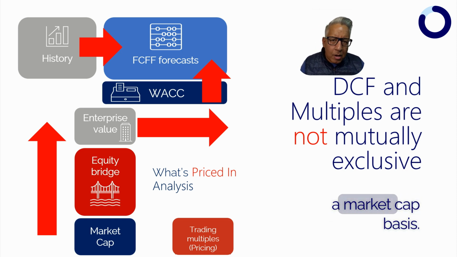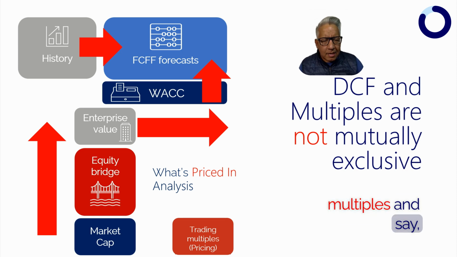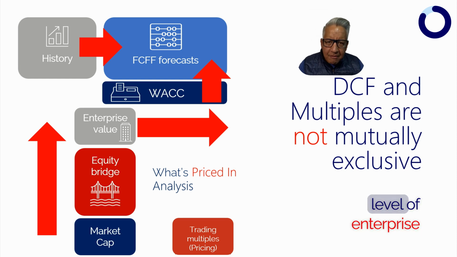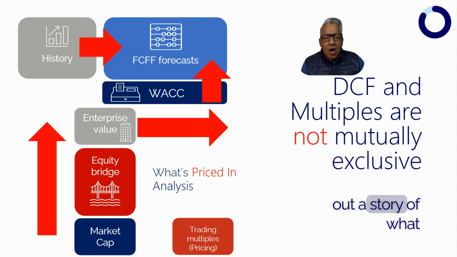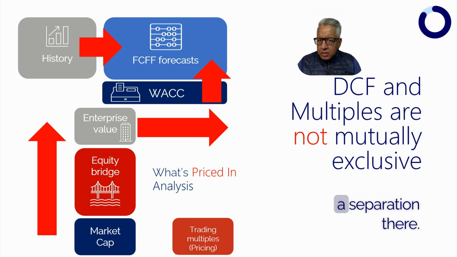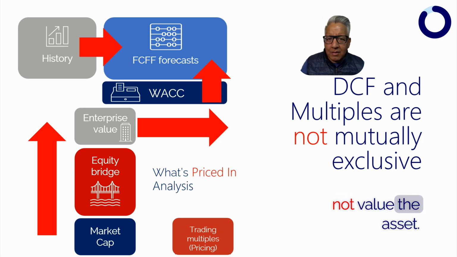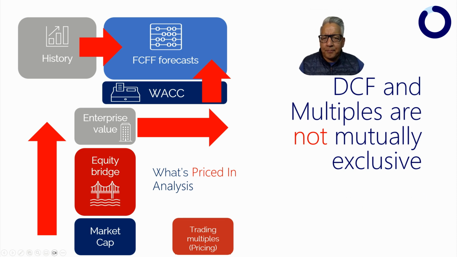Now, we can do that on a market cap basis. We could pick up the asset's trading multiples and say, right, I know the company's trading on 15 times EBITDA. That equates to this level of enterprise value and market cap. Let me try and use the DCF to back out a story of what the market is implying in that particular multiple. And again, we've got a separation there, very clear in my head. What am I using this tool for? In this scenario, I'm using this tool to price the asset, not value the asset. And that is something that is super key with the work that we're actually trying to do here.